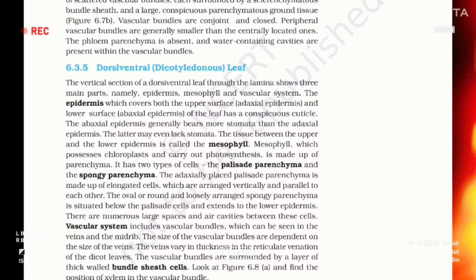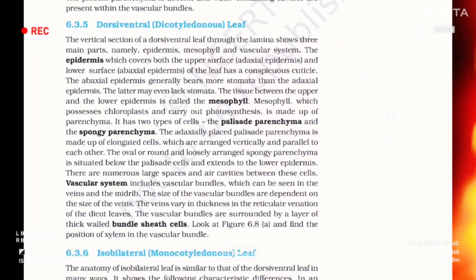Vascular system includes vascular bundles, which can be seen in the veins and midrib. The size of the vascular bundles is dependent on the size of the vein. The veins vary in thickness in the reticulate venation of the dicot leaf. The vascular bundles are surrounded by a layer of thick-walled bundle sheath cells. Look at figure 6.8 and find the position of xylem in the vascular bundle.